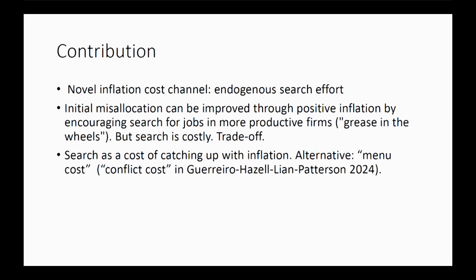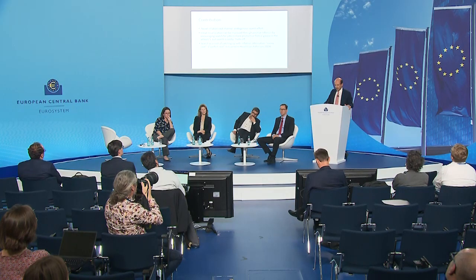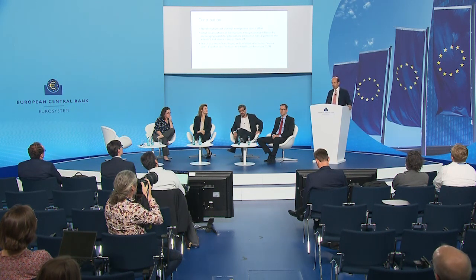So I think the authors should look at this. There is a very recent paper, so the authors may not have seen it, by Guerrero, Hazell, Lianos and Patterson. That model is very similar in spirit to this paper, and they essentially have a model with menu costs of adjusting wages. They call it the conflict cost because, in order to get your wage to be reset, you need to engage in some conflict with your employer, and that is perceived as costly. And they actually have survey evidence that that's the case.